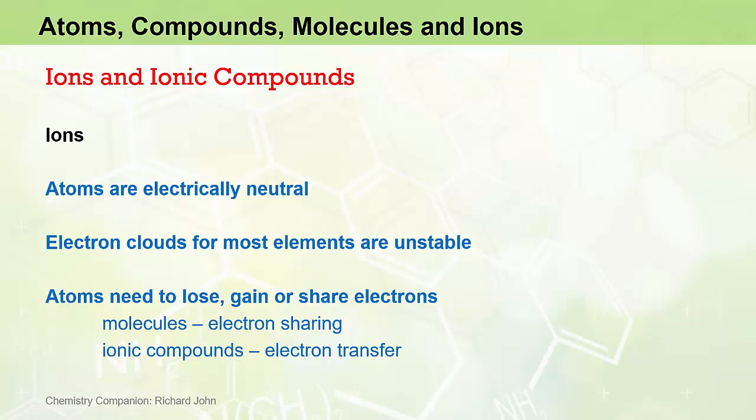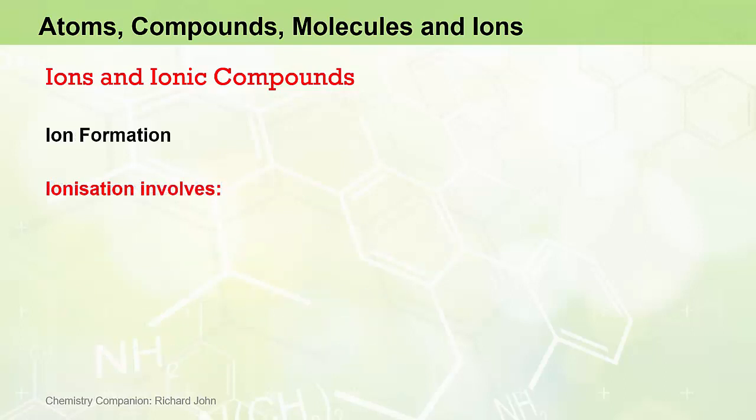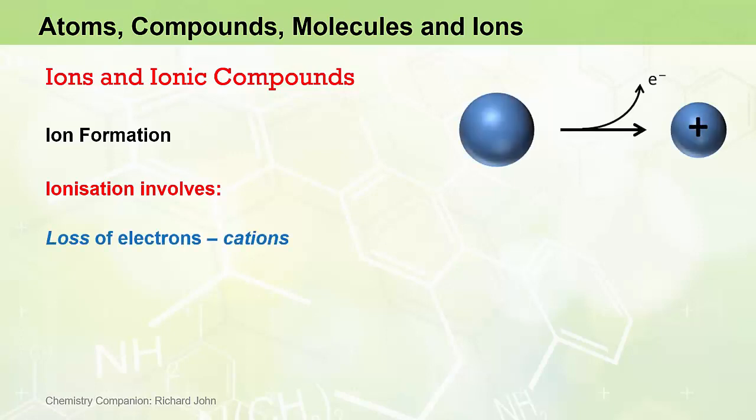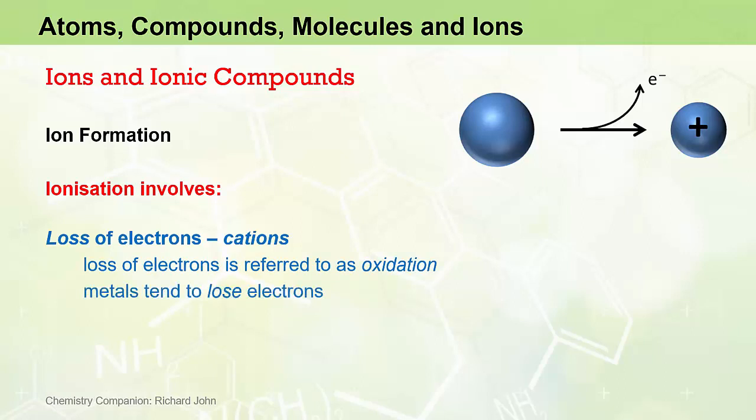That is, some atoms lose electrons and some atoms gain electrons to form electrically charged particles that we know as ions. The process of ion formation is called ionization. Ionization can occur in two ways. The first involves the loss of electrons from a neutral atom to form a positively charged ion called a cation. The loss of electrons is referred to as oxidation, and we need to remind ourselves that it is metals that tend to undergo oxidation and lose electrons in chemical reactions.